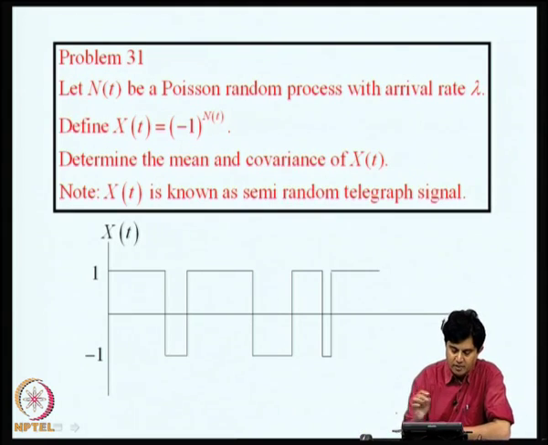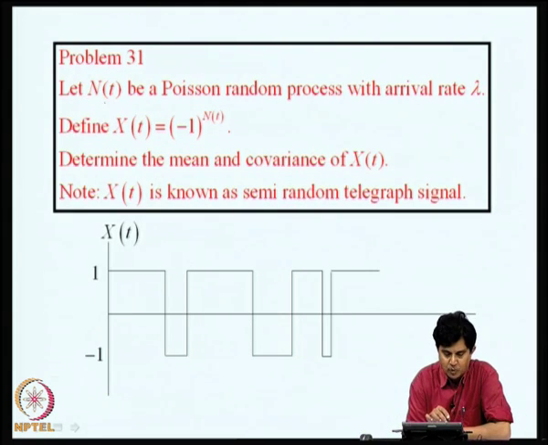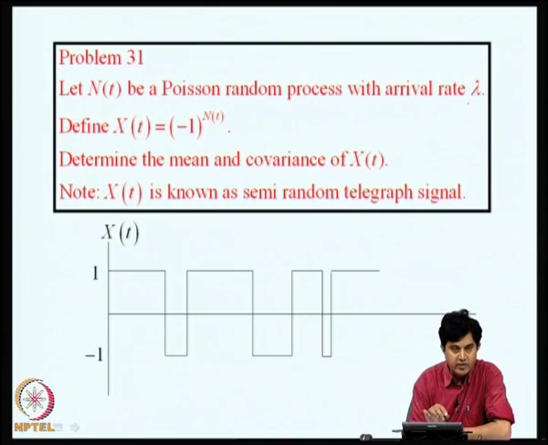This is an interesting problem. Here we consider a random process n of t to be a Poisson random process with arrival rate lambda. Now, I define a new random process x of t, which is minus 1 to the power of n of t. Now, we are asked to find the mean and covariance of x of t. X of t in the literature is known as the semi-random telegraph signal.